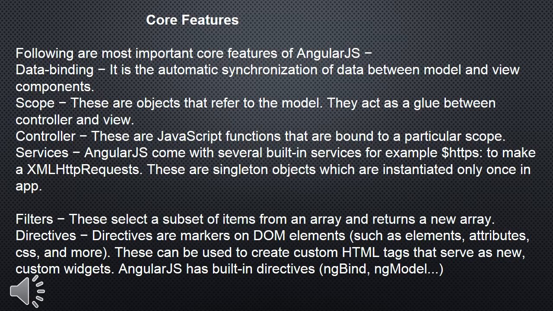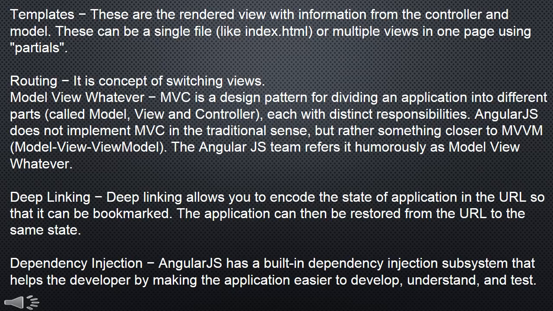Directives: directives are markers on DOM elements, such as elements, attributes, CSS, and more. These can be used to create custom HTML tags that serve as new, custom widgets. AngularJS has built-in directives: ngBind, ngModel. Templates: these are the rendered view with information from the controller and model. These can be a single file, like index.html, or multiple views in one page using partials. Routing: it is the concept of switching views.